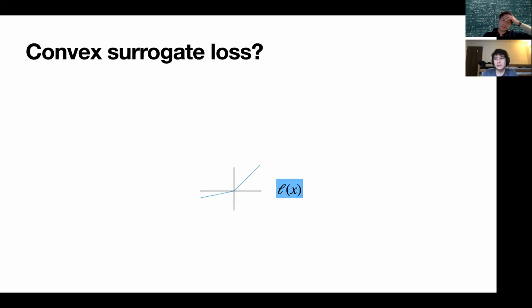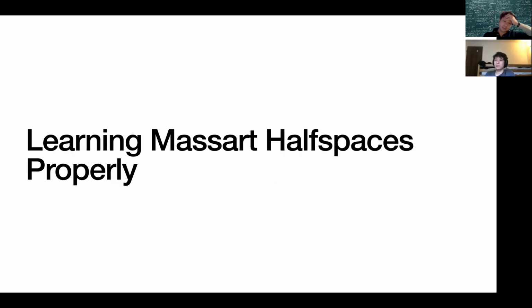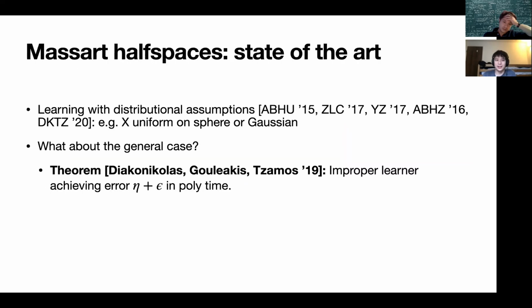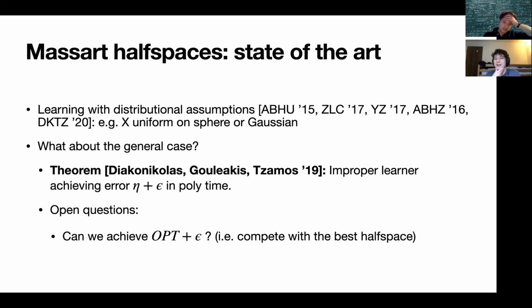Sorry, before you continue, what's the dependence in the polytime on the gap of eta from 1/2 and epsilon? Basically, it's polynomial in 1 over 1/2 minus eta. As you take eta closer to 1/2, it takes more time. It's polynomial in all those parameters.